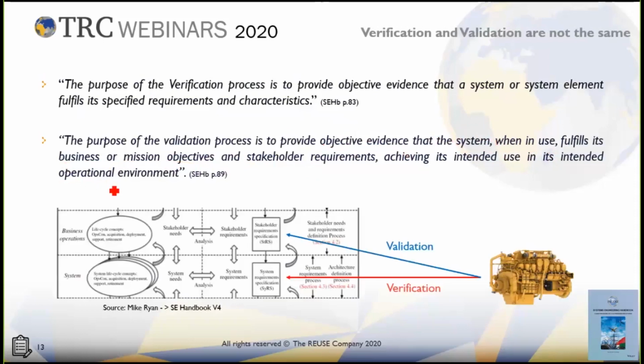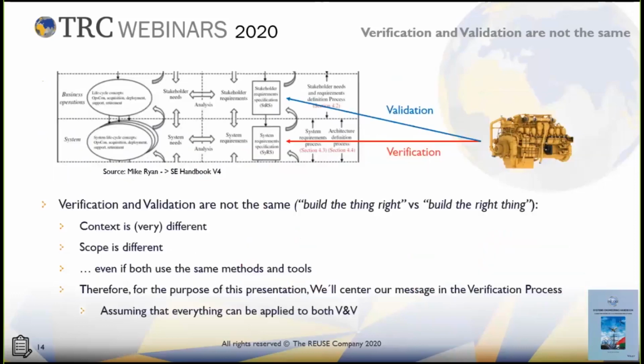So somehow, it looks like the definition in the standard confronts the system against two different sorts of requirements. The first one is the system requirements for verification, its own requirements, and then the originating stakeholder requirements for validation. It looks quite clear, and it is the normal way to understand verification and validation in the industry. I'm sure that you have heard that definition many times.